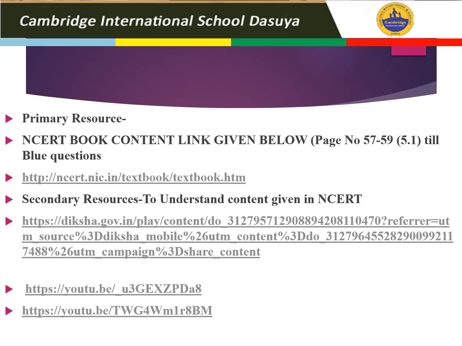So students, first of all you have to read the content given in the NCERT book, page numbers 57 to 59, the introduction about the cell till the blue question. A link is given, you can click on that link and you will be able to see that content. Then, as secondary resources to understand the content in the given NCERT, go to Diksha. A link is given for Diksha. A YouTube video is also given. It is very good, and they have given the explanation in a very good manner. Two links are given for YouTube videos. You can watch them and you will be able to understand everything.